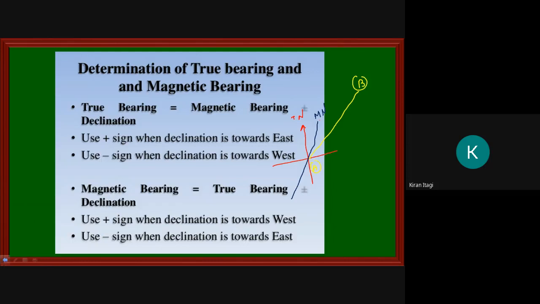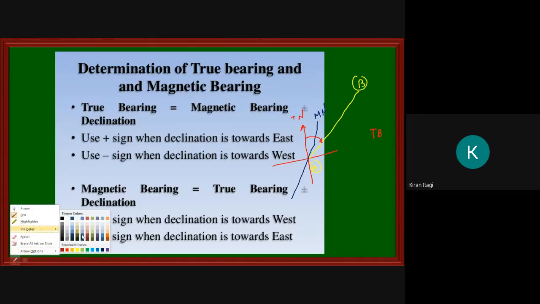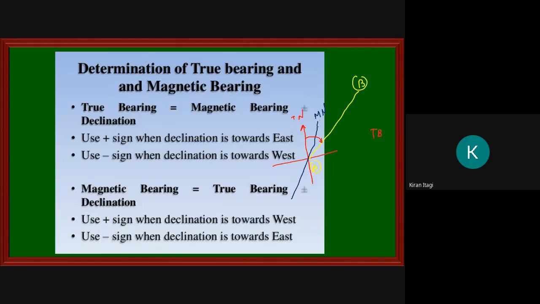Now if I take the reading with respect to true north, then which angle will it be? Alpha. True bearing. Which type of bearing? It is true bearing. Now, if I take the angle with respect to magnetic north, then it will be the magnetic bearing. This is alpha and this is beta.